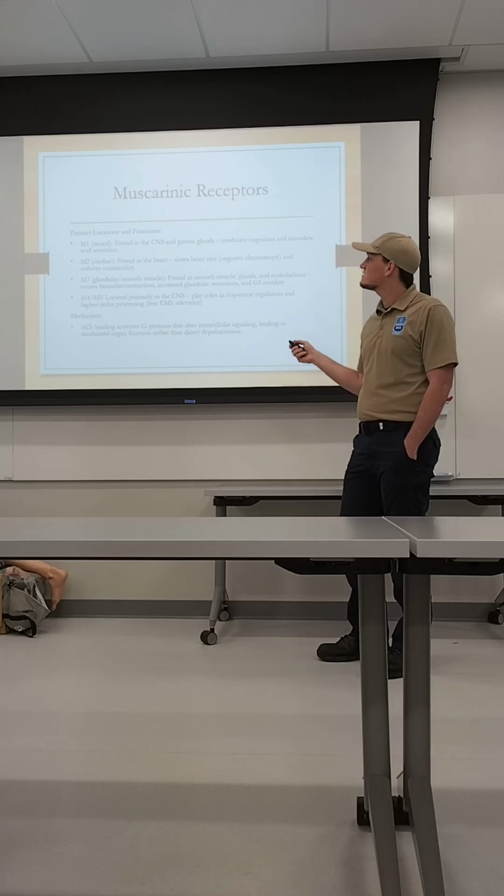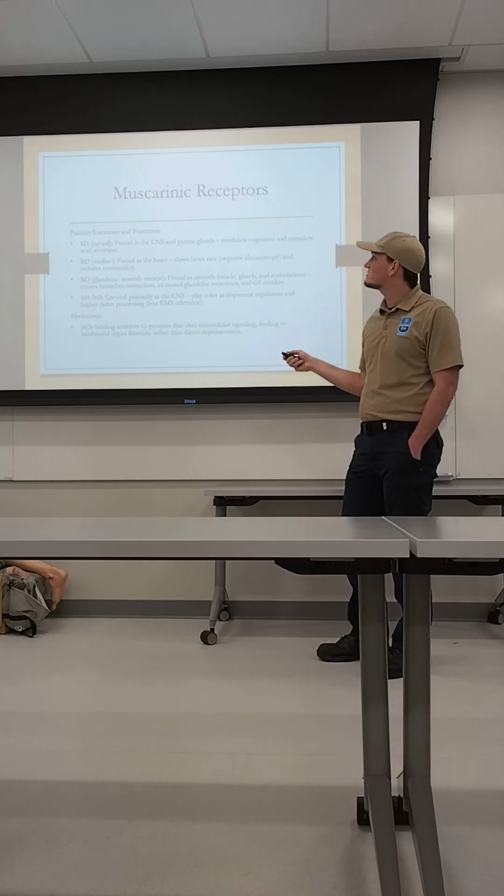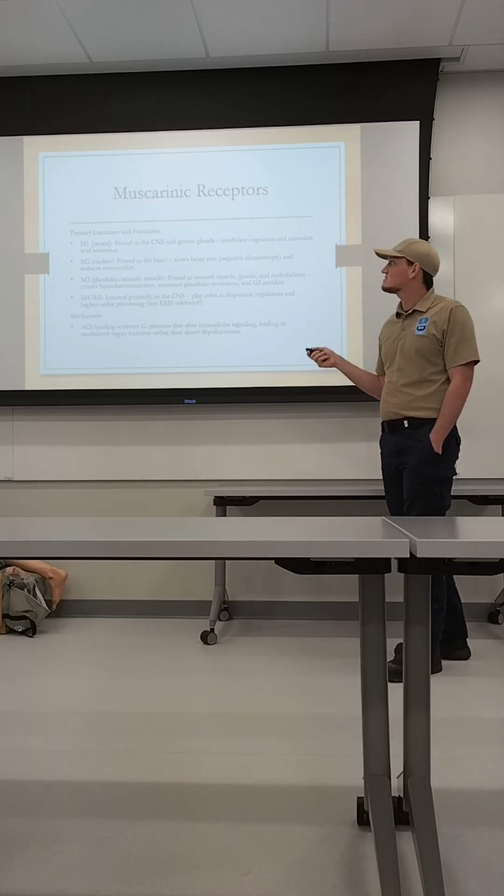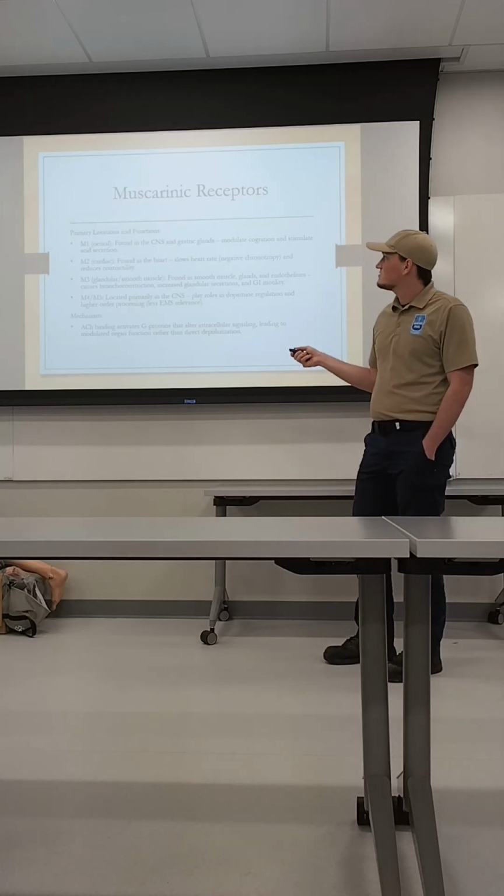Our M receptors here: we have our M1 receptor found in the CNS and gastric glands. So this is going to modulate cognition and stimulate acid secretion. Our M2, cardiac, is where it slows down the heart and also reduces contractility. So it's going to lower blood pressure a little bit and slow the heart a little bit. Our M3 is glandular and smooth muscle contractions.